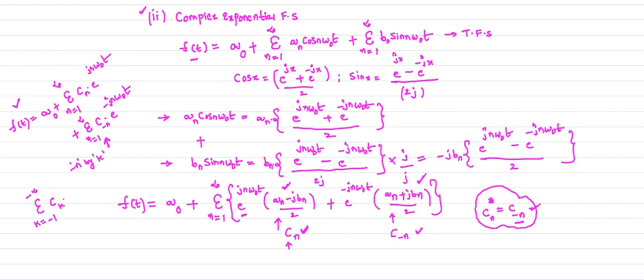Here it is ck, because minus n is replaced by k, into e power jk omega naught t. Like that I can get this expression. I just modify the third function. I replace minus n by k, so that my limits for k are ranging from minus 1 to minus infinity. So I can write f of t like this. See, now this is my f of t.